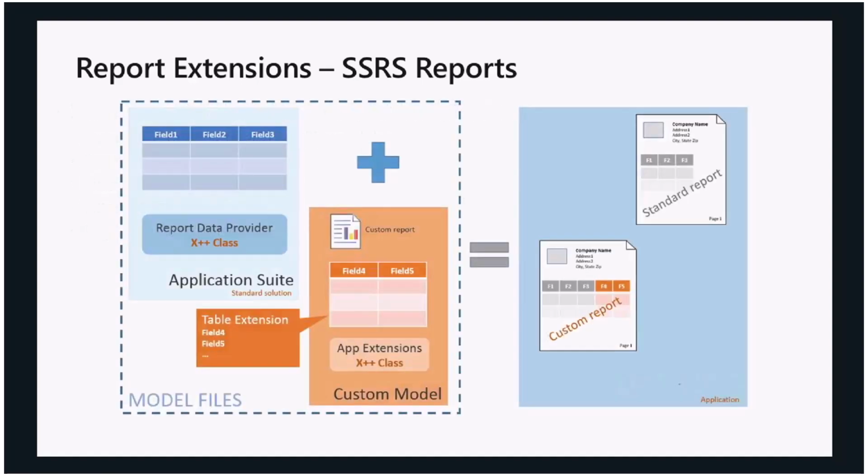So this is a depiction of the different models at play. The application suite hosts the original table and report data provider class. We have a custom model. This could be an ISV or a VAR model, which has appended new fields via a table extension, and subsequently wants to display these on the report. The report data provider is extended to query the new fields and populate the data into a custom report that was copied from the standard base report. Now at runtime, this report is executed and the customer sees the new fields as they would expect.